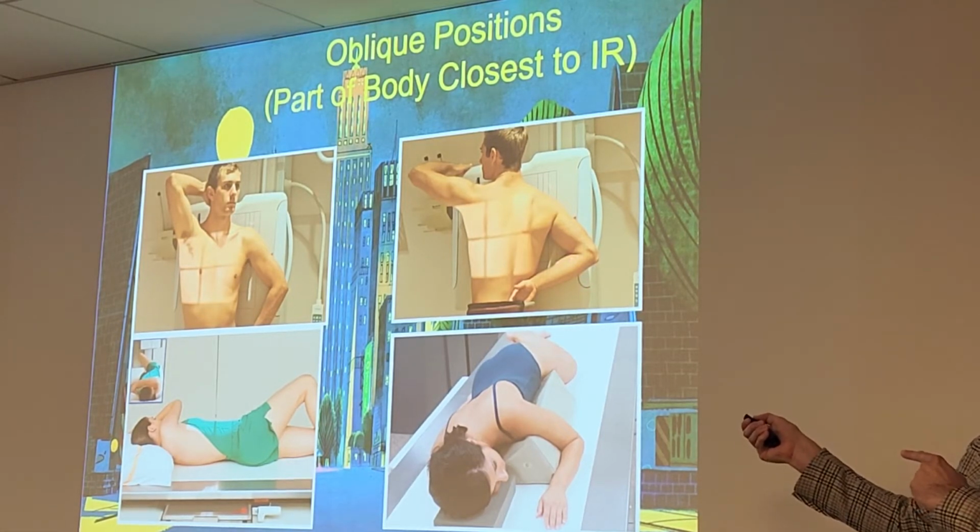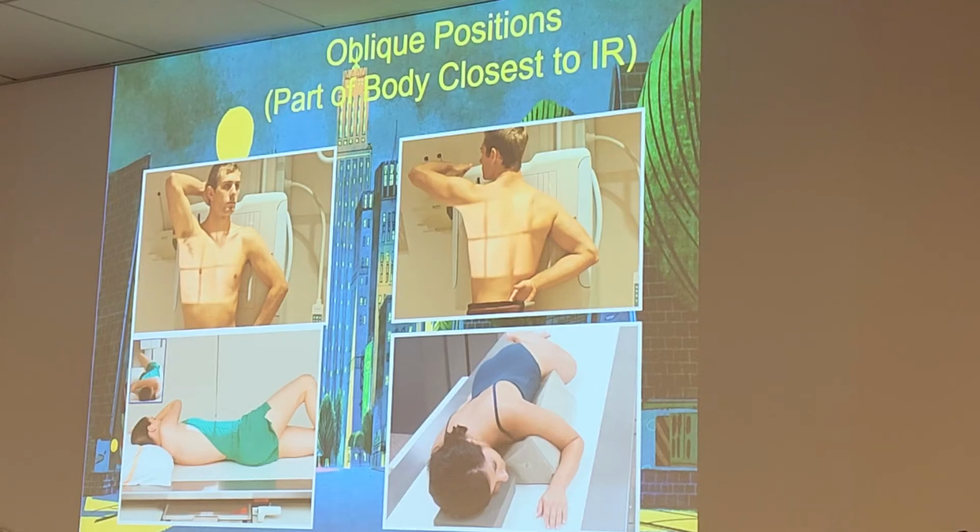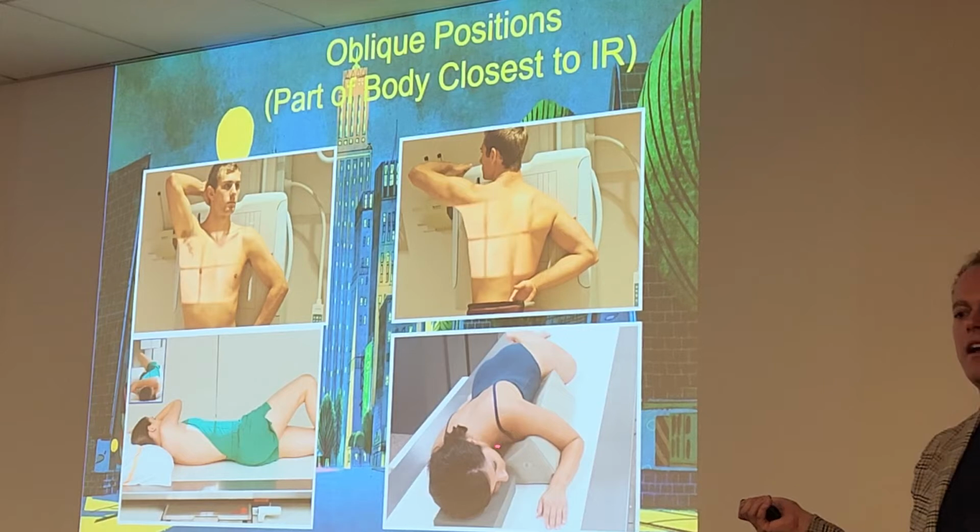RAO, right anterior oblique. What would be the projection? PA oblique projection. Good. We are recumbent. What's the specific position? LPO. The left posterior surface is touching the table. What will be the projection? AP oblique projection.